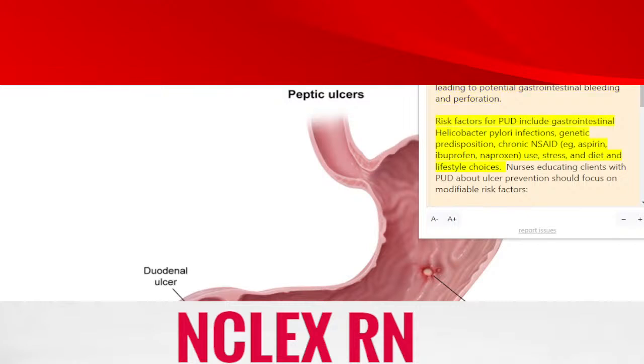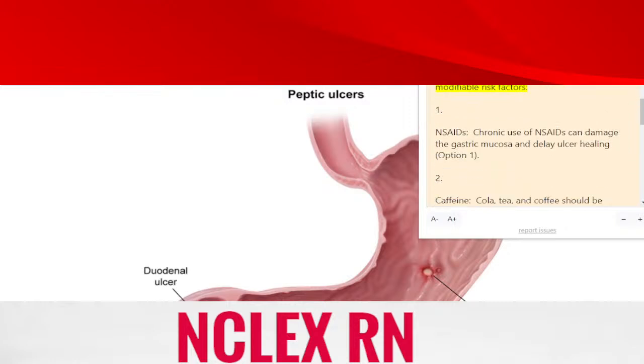Risk factors for PUD include gastrointestinal Helicobacter pylori infections, genetic predisposition, chronic NSAID, e.g., aspirin, ibuprofen, naproxen, use, stress, and diet and lifestyle choices. Nurses educating clients with PUD about ulcer prevention should focus on modifiable risk factors. 1. NSAIDs. Chronic use of NSAIDs can damage the gastric mucosa and delay ulcer healing. Option 1. 2. Caffeine, cola, tea, and coffee should be avoided as they stimulate stomach acid secretion.